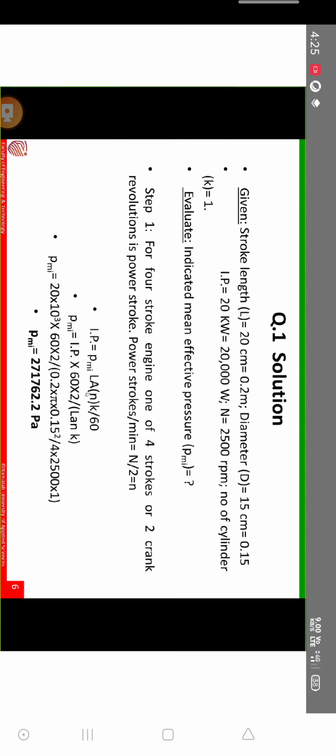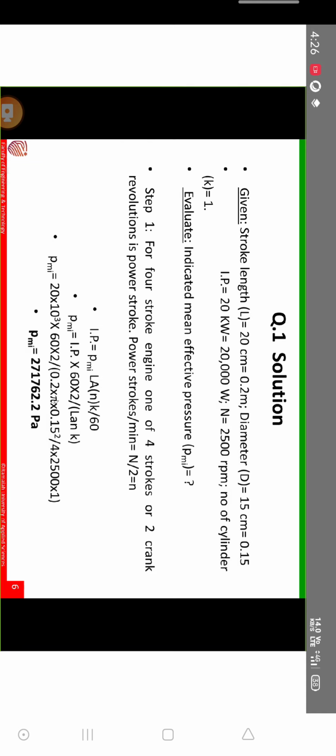Same thing we have substituted. If you observe here, PMI is taken towards the left, so it will become IP into 60 into 2 divided by L A N K. You just rearrange the formula. We have to calculate the pressure, that is, the mean effective pressure. So this PMI we have to calculate.